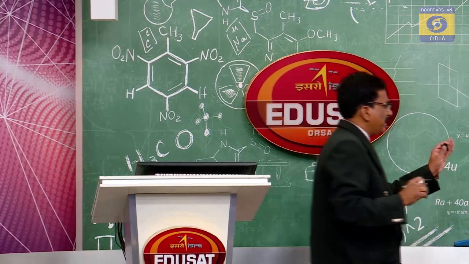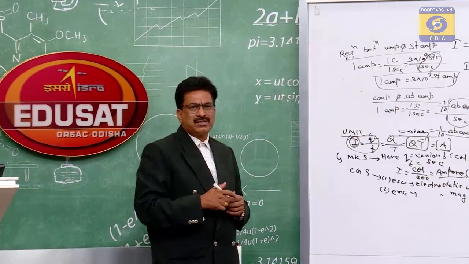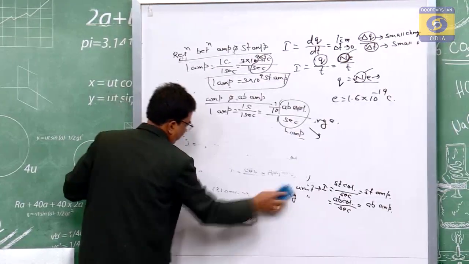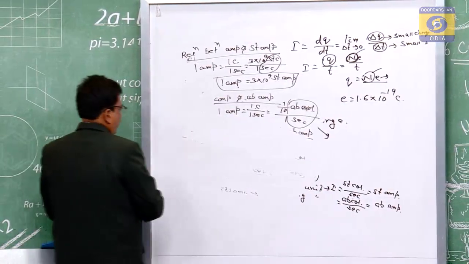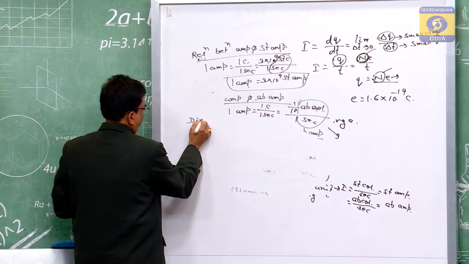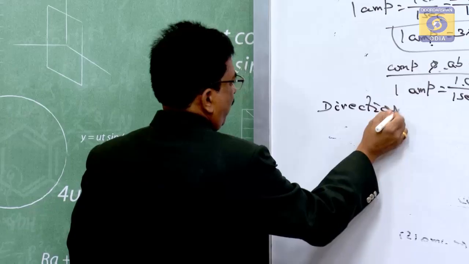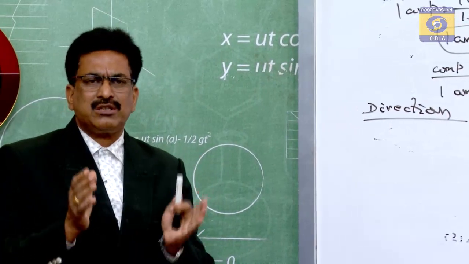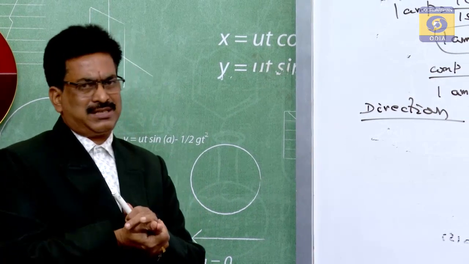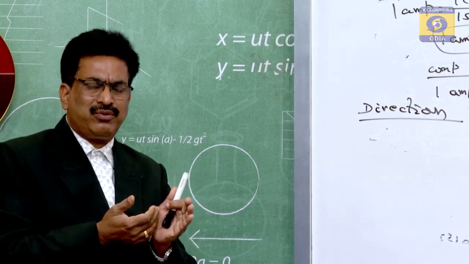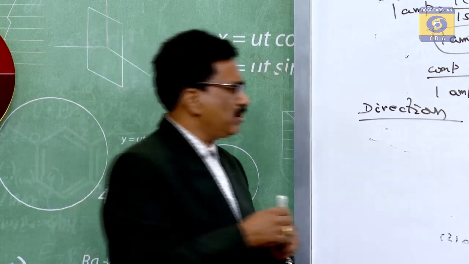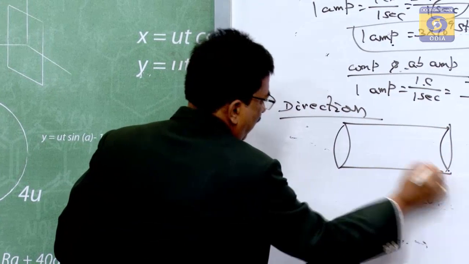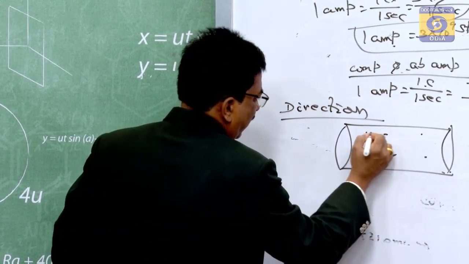Next, after its unit and dimension, we will discuss its direction. So, what will be the direction of the current? The direction of the current is always opposite to the flow of the negative charges. The current may be considered due to the negative charge flow, or due to the positive charge flow. Suppose this is a conductor, and it has negative charges.